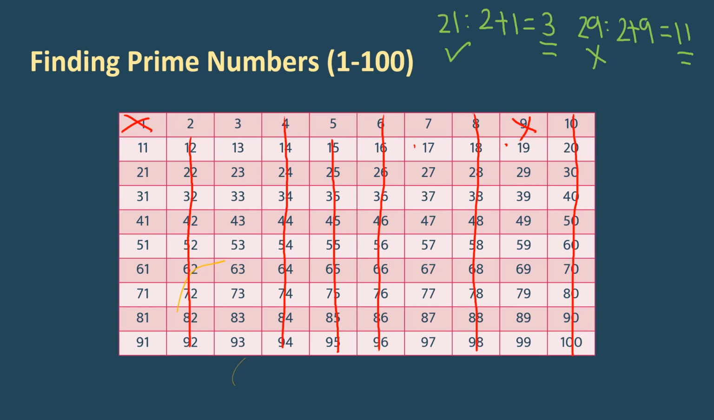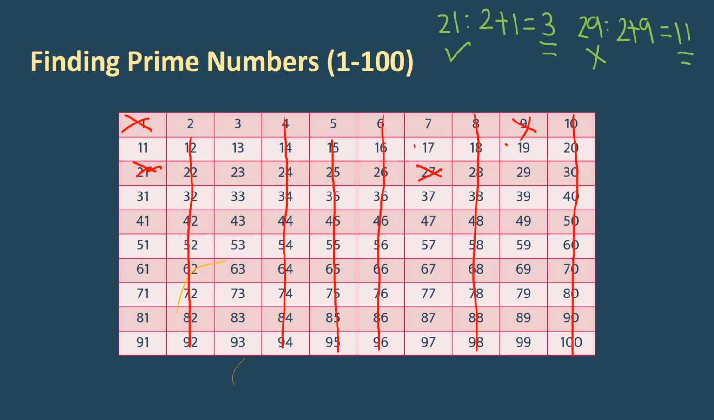21: 2 plus 1 is 3. So 21 is divisible by 3, so we can cross it out. 23: 2 plus 3 is 5. So 23 is not divisible by 3. 27: 2 plus 7 is 9. 9 is divisible by 3, so 27 is divisible by 3. 29 is not, because we explained it earlier.